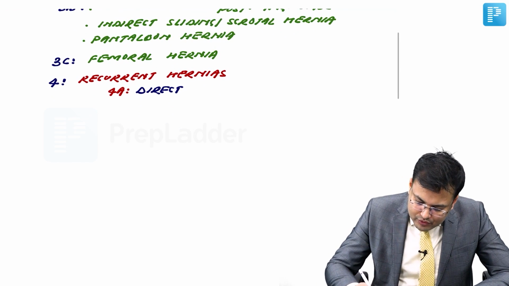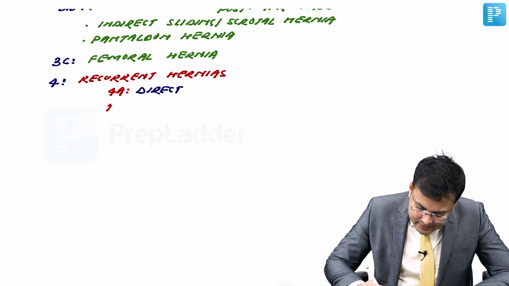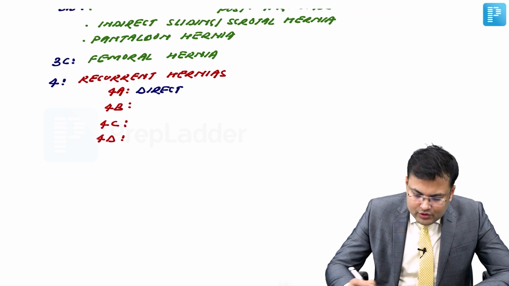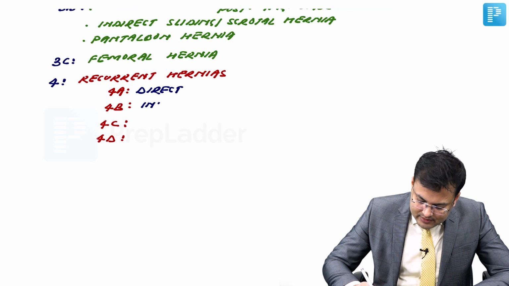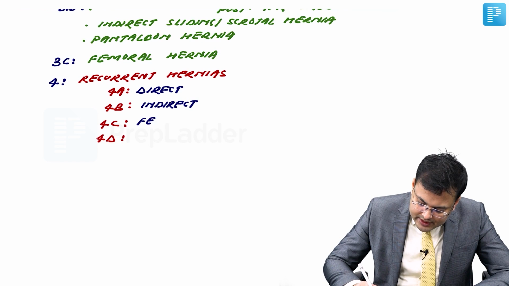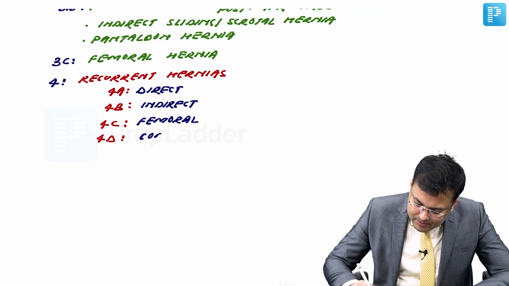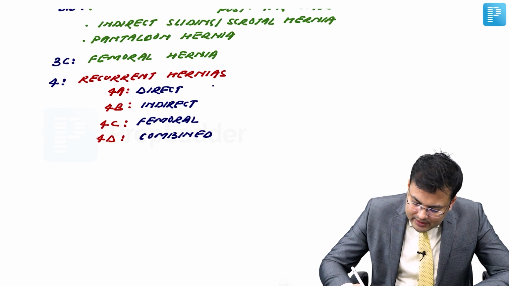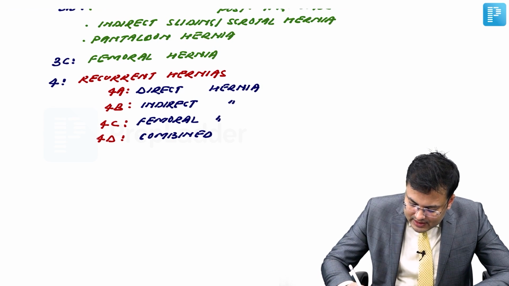Clear? So 4A is direct, 4B is indirect, 4C is femoral hernia and 4D is the combined hernia. Clear? Okay. So this is the Nyhus classification.